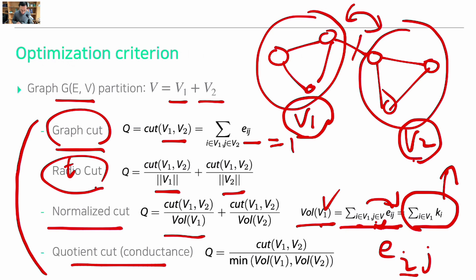The quotient cut, we also say the conductance, is minimized, considering the minimum value of the volume of V1 and the volume of V2. So these are the popular criteria. They all try to minimize.